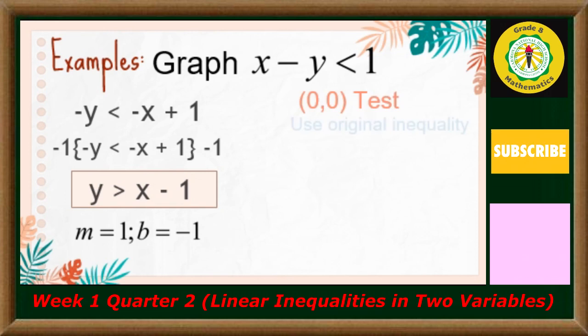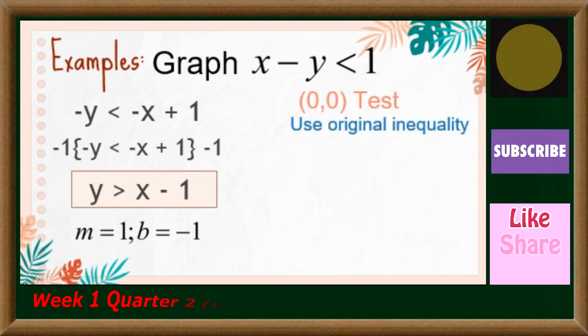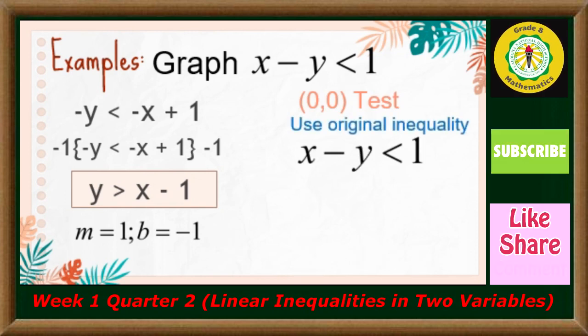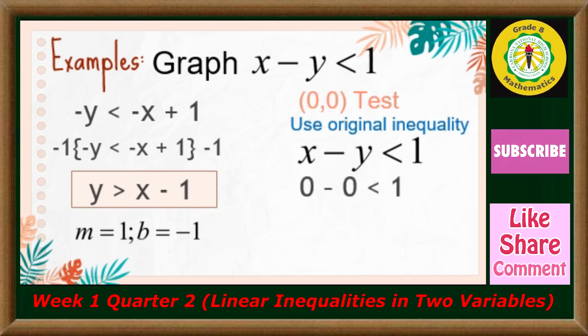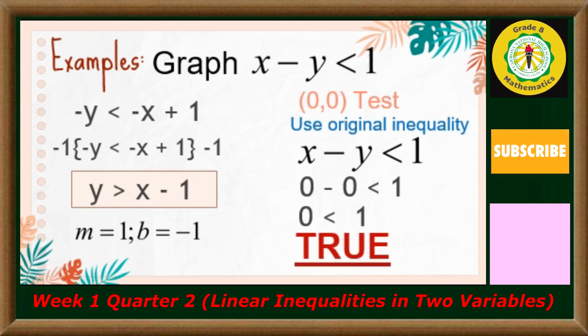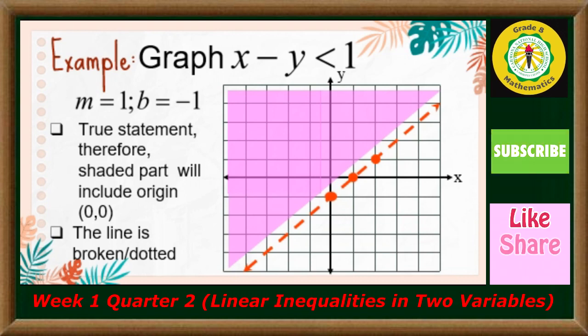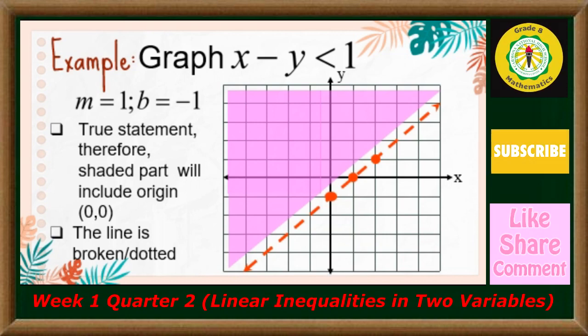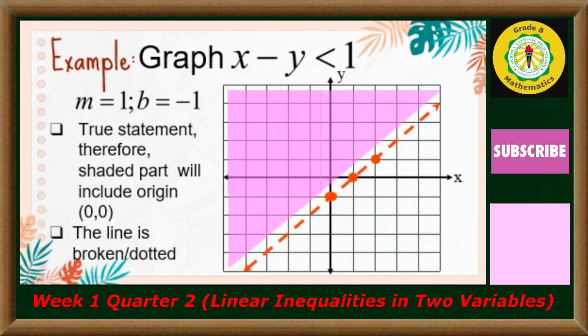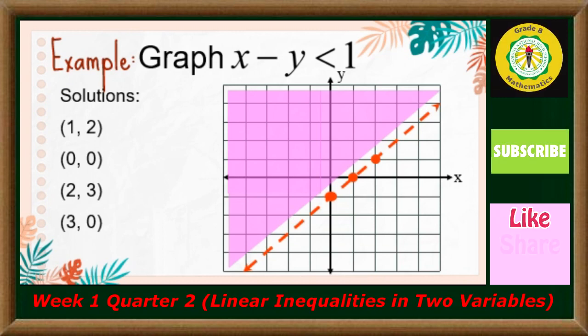So let's test 0 and 0. And we need to use the original inequality. So x minus y is less than 1. So 0 minus 0 is less than 1. So 0 is less than 1. So that is a true statement. So this is the graph, and since this is a true statement, therefore the shaded part will include the origin 0 and 0, and the line is broken or dotted. And here are the solutions that will satisfy the given inequalities.